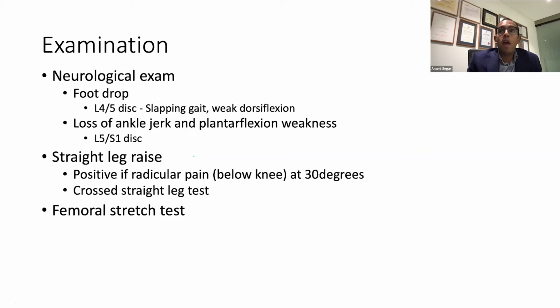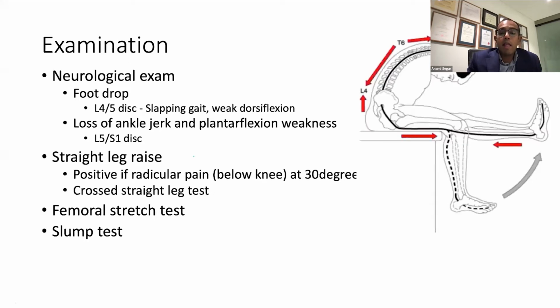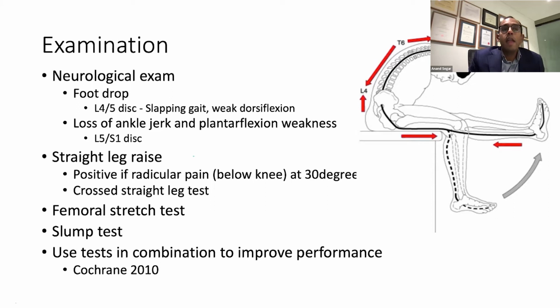Femoral stretch test for an L1 or L2 disc herniation. And the slump test is where you get someone seated, you get them to slump their spine forward and you extend the affected leg, and that should aggravate the pain. And that's the test that I most commonly use in my practice. And you can use these tests in combination to improve your diagnostic accuracy. And that comes from a Cochrane review in 2010.